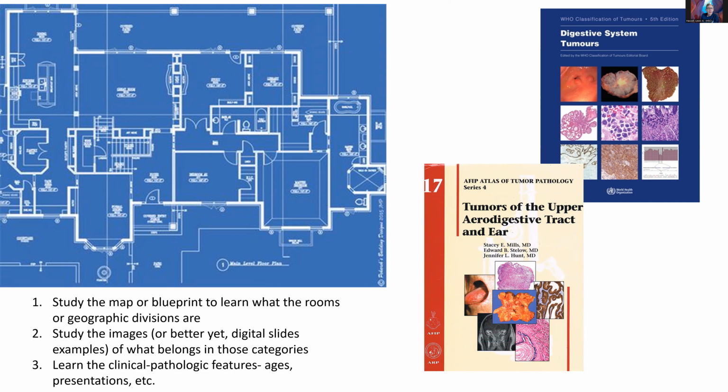And so very naturally, by studying these kinds of blueprints to learn what the rooms or geographic divisions are, we can begin to at least get names associated with these rooms and perhaps see a few images, or even better yet, digital slide examples of what goes on the walls or what makes up the walls in those particular rooms. As we do so, we also learn some of the entrances and exits, or what some of the treatment plans, what some of the clinical presentations are for various disease entities that might present in each of these rooms and ask us to properly place them.